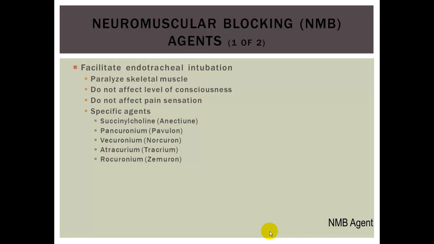Neuromuscular blocking agents. We use these to facilitate endotracheal intubation. They pretty much paralyze the skeletal muscle. They do not affect the level of consciousness, and they do not affect pain sensation. Specific agents that we're going to talk about here are succinylcholine, or Sux, pancuronium or Pavulon, vecuronium or Norcuron, atracurium or Tracrium, rocuronium or Zemuron.